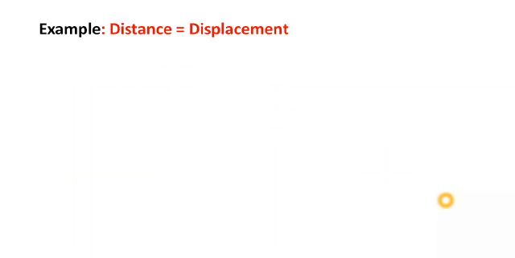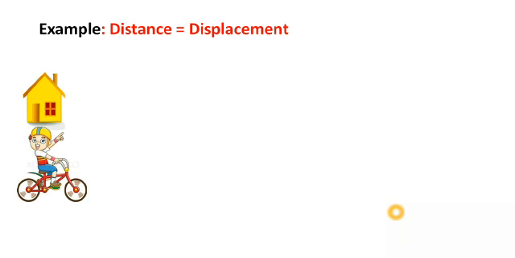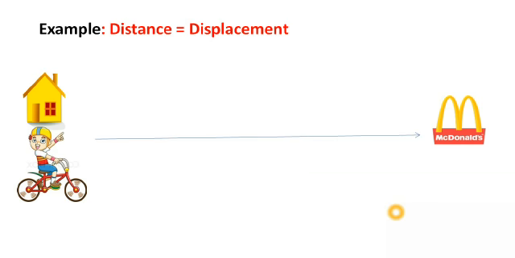Now let's look at the other example where distance is equal to displacement, because there will be certain scenarios where your distance and displacement are the same. Let's suppose again a boy starts from his home and goes directly to, say, McDonald's. Say this is home, point A, and at McDonald's, point B. So in this case our distance would be AB.